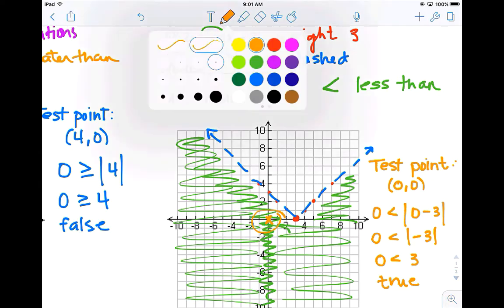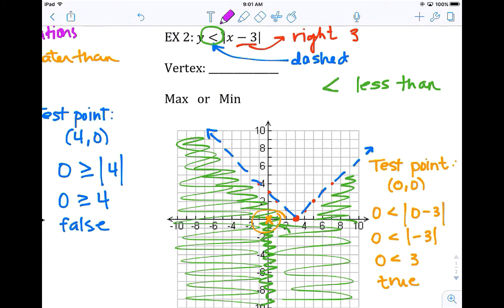Let's go ahead and talk about vertex and minimum and maximum. Just like on a parabola, the vertex is always the point at the very center of the graph. So in this case, that point is right here at 3, 0, and that resulted from our transformation of shifting it right. And then to determine if that vertex is a minimum or maximum, remember maximum is the very highest point on your graph, minimum is the very lowest. So in this case, that vertex is sitting at the very bottom of the V, so that means we have a minimum.